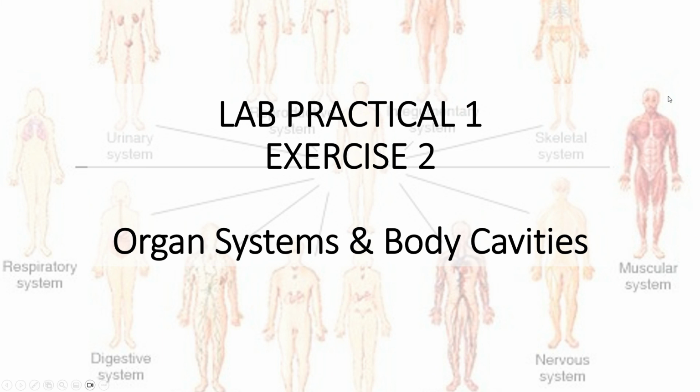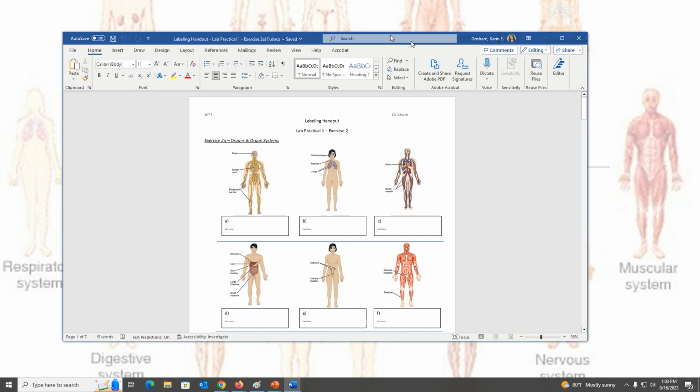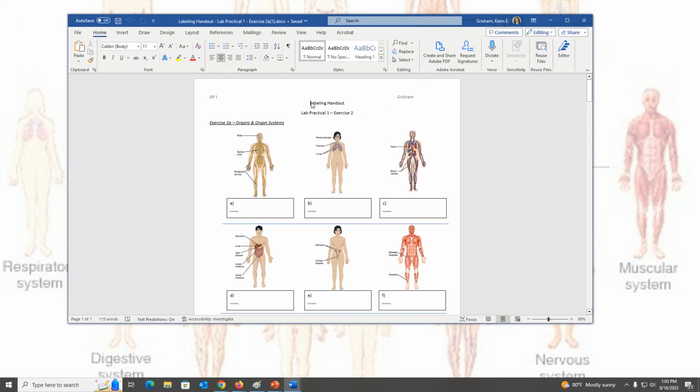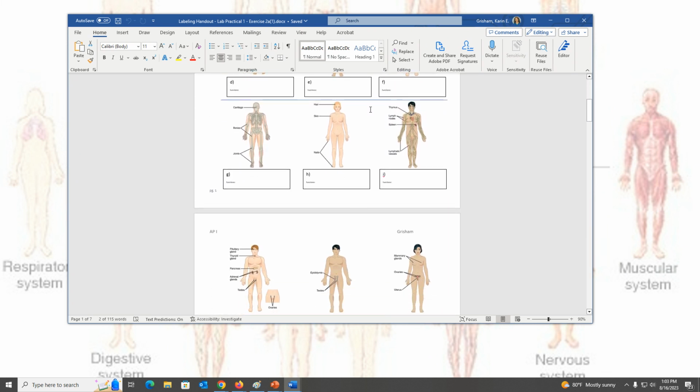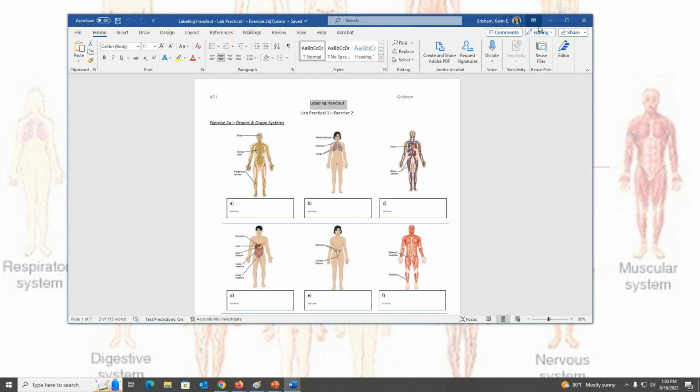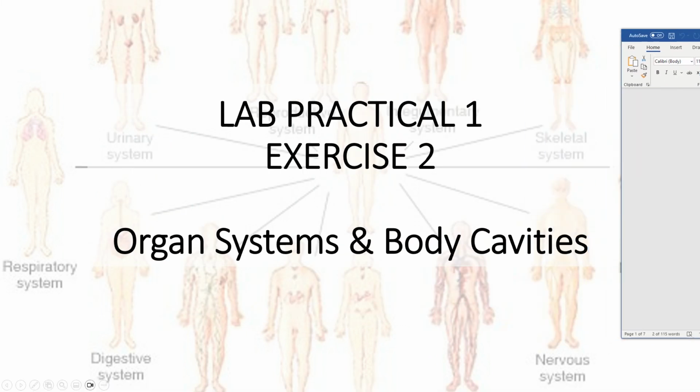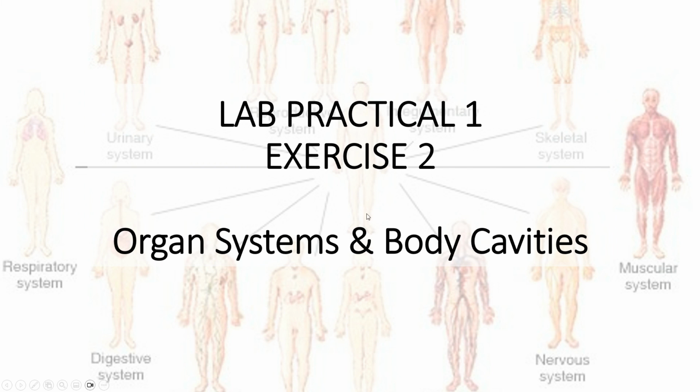So you should have a labeling handout that comes along with it, and this is what it looks like. You should have picked that up in class. It looks like about 7 pages, and we're going to start on page 1. If you haven't gotten that, go ahead and find that document, pause the video, and then come back and turn that on as soon as you find it.